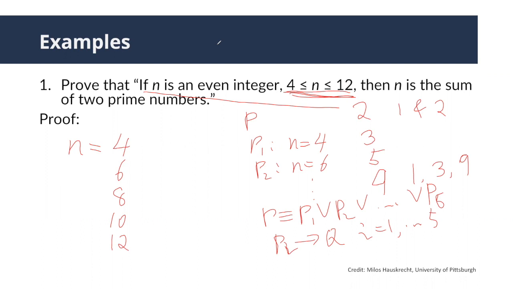And that can be easily done. If n equals 4, then 4 is equal to 2 plus 2, and we know that 2 is a prime number. And 6 is equal to 3 plus 3. 8 equals 3 plus 5, both are prime numbers. 10 equals 5 plus 5, both prime numbers. 12 is equal to 5 plus 7, both are prime numbers. So you can see we proved each of the 5 cases, and therefore we proved the original statement to be true.